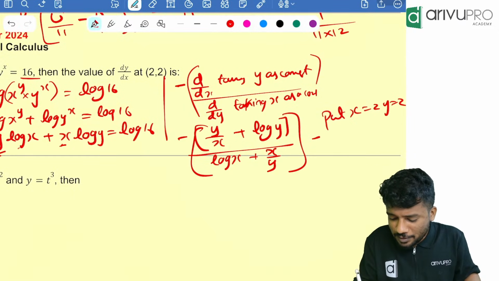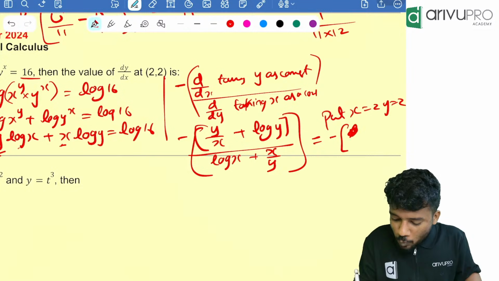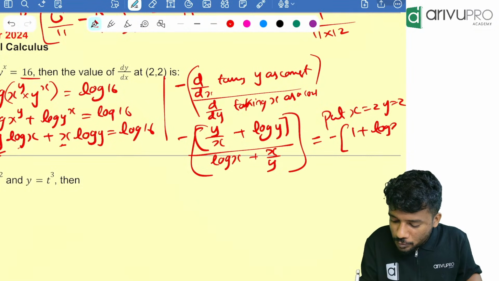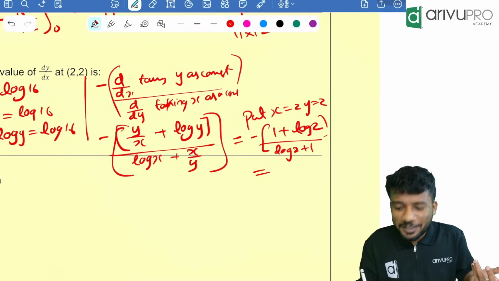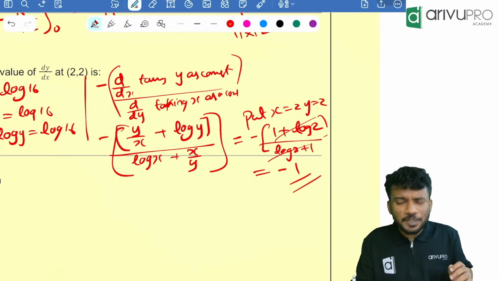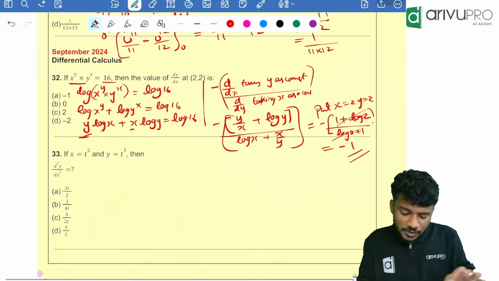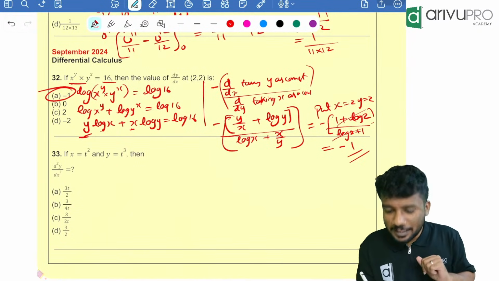Apply both. Minus of 2 by 2, that is 1, plus log 2, divided by log 2 plus 1. That means both the denominator and numerator are the same, right? What is remaining? The 1 is remaining, numerator and denominator cancel off. So which is the answer? The option A is your answer. -1 is your answer. Got it?